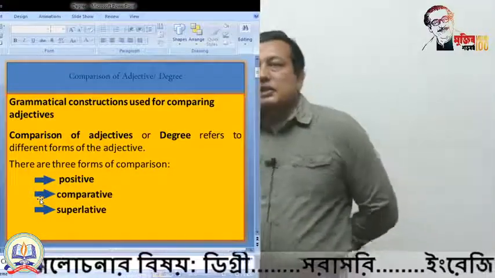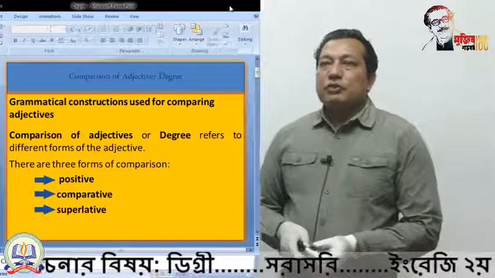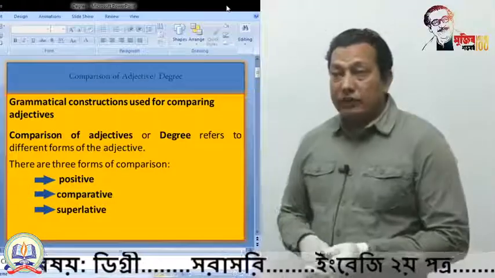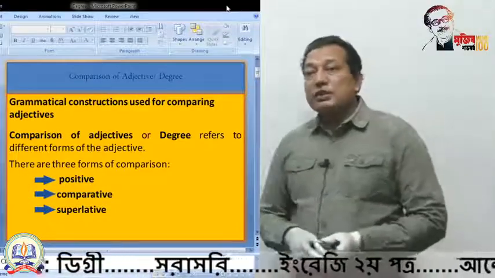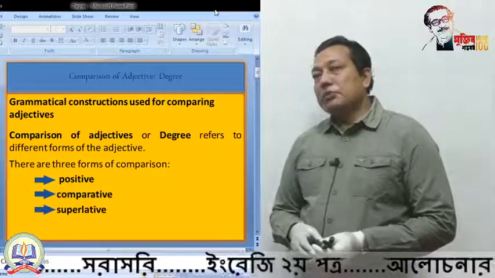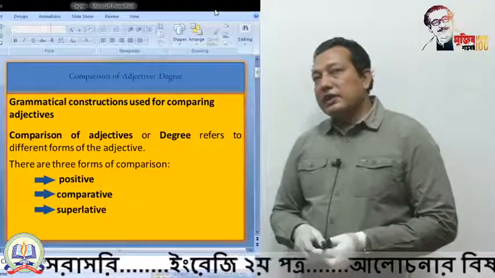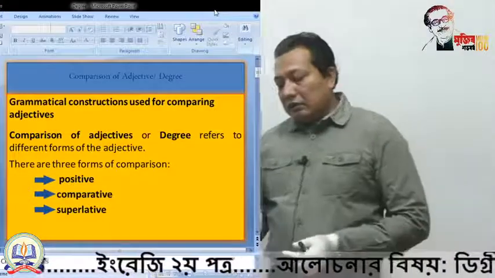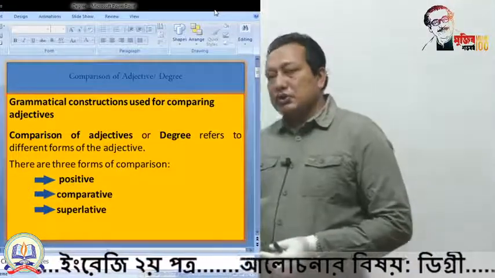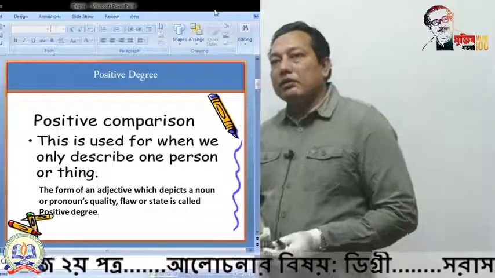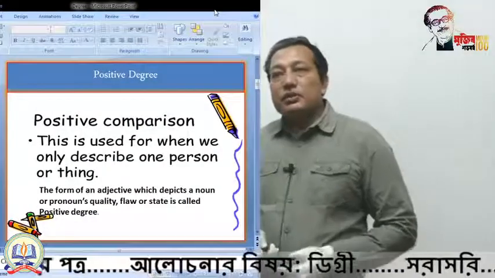Comparison of adjective is important, I told you before, and it has three layers, or you can categorize it into three groups: positive, comparative and superlative. That means the base form of the adjective is regarded as the positive, and then you can compare between two people. Positive comparison.